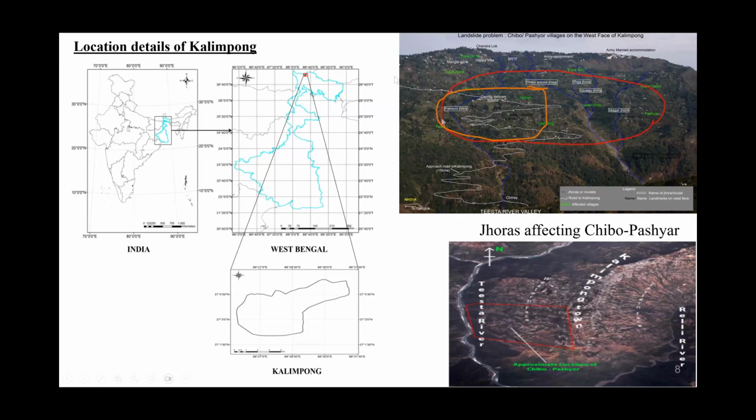Then the orange line is where we put our instrumentation. I'll show you that in my next slides. And then this white line which you see here is a track line, wherein we moved down from top to bottom. It is just a GPS track.